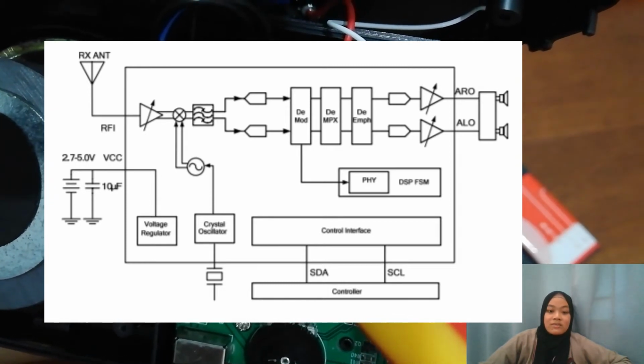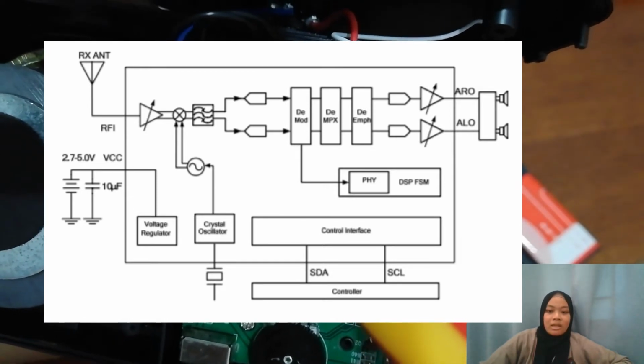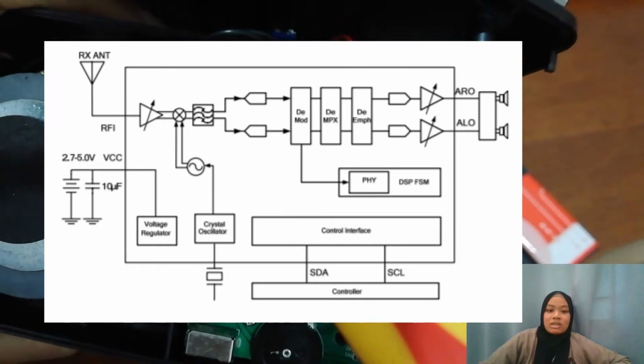The RF signal is first amplified by an integrated low noise amplifier, LNA, and then down converted to an IF.